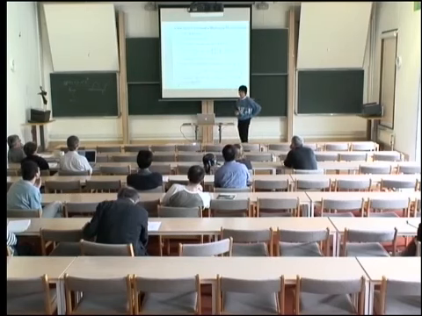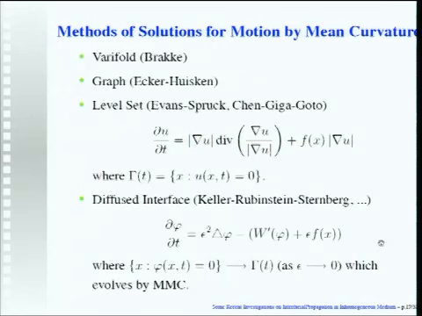There are other methods. You can study motion by mean curvature, of course, extending the situation beyond the graph situation. The first robust, measure-theoretic, weak definition of motion by mean curvature is due to Brakke. It's a very full definition and makes use of technical definitions from geometric measure theory. But that is the first fundamental definition of motion by mean curvature.